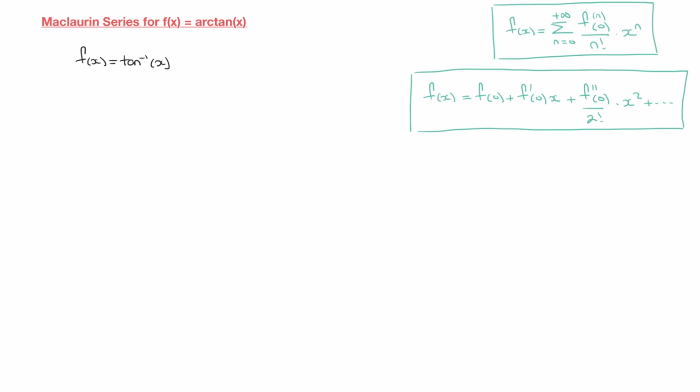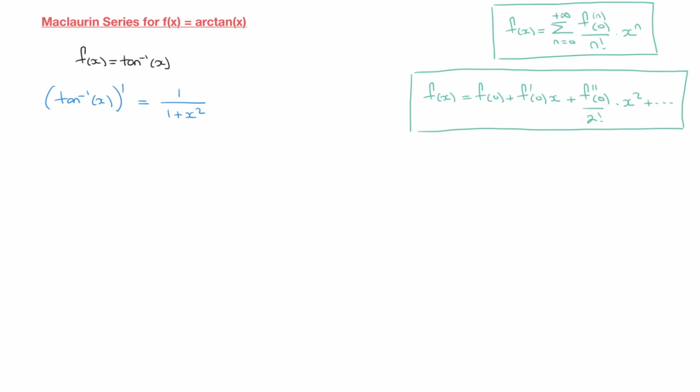Okay, now as I said a minute ago, the whole idea behind finding the Maclaurin series for inverse tan of x is to use the Maclaurin series for 1 over 1 plus x squared. And here's the whole idea. A well-known result is the fact that the derivative of arctan of x, or inverse tan of x, is equal to 1 over 1 plus x squared.